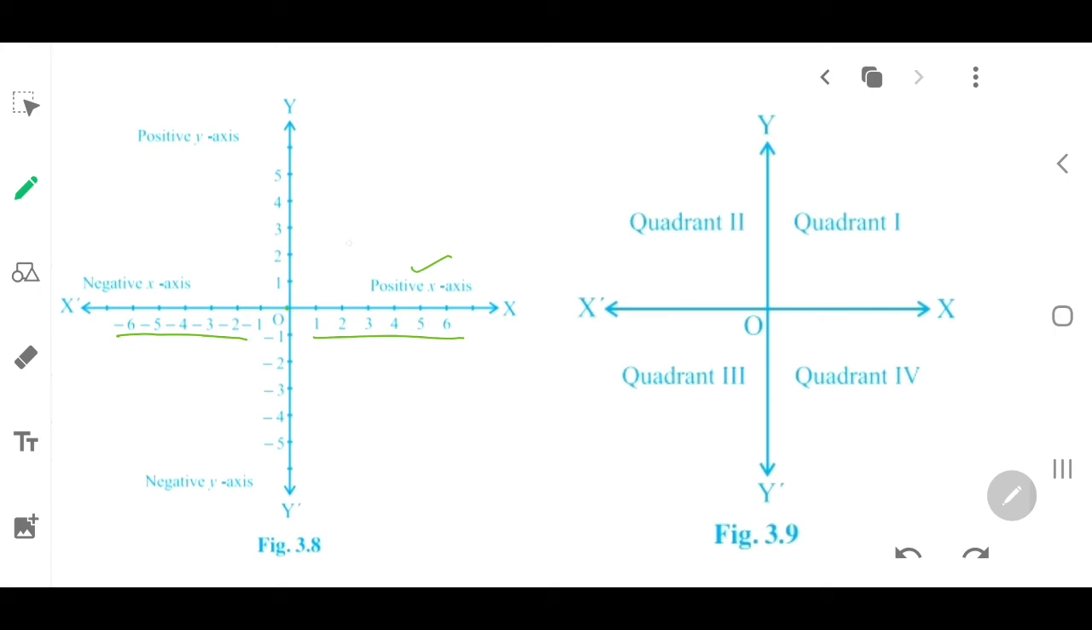In the same way the vertical axis you can see represents the y-axis. Correct? So on the top of 0, all the values are positive. They are all positive values. And the down part of the y-axis has all negative values. Is it okay?